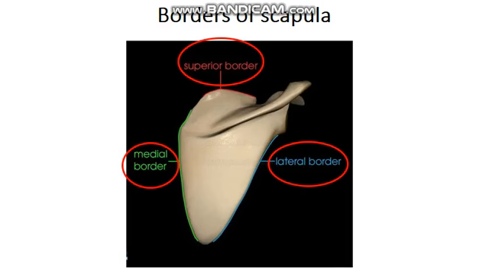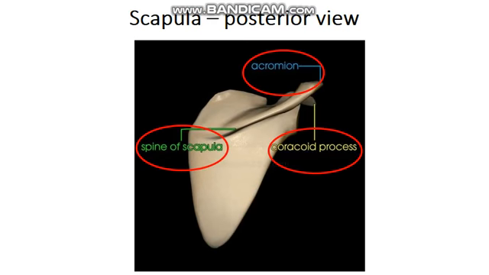So now come the borders of the scapula. This is the superior border, this is the lateral border, and this is the medial border. The medial border is near to the midline, and the lateral border is far from the midline. Superior means upper. And next, the scapula.